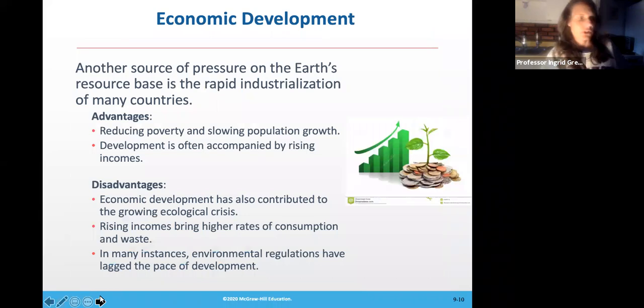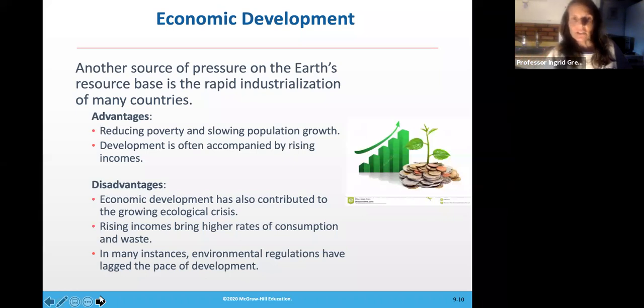Okay, economic development. So here we talk about how this is another source of pressure on the Earth's resource base. It's the rapid industrialization of many countries. I like to think of Mexico City or Mexico when I think about this slide. The advantage is that when there's more economic development, we're reducing poverty and slowing the population growth, as we spoke about in the previous slide. Development is also accompanied by rising incomes, so the people of Mexico now have more money to spend.